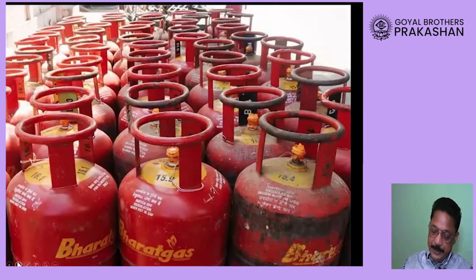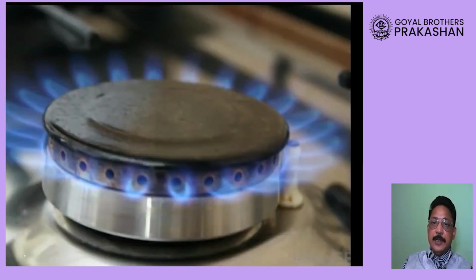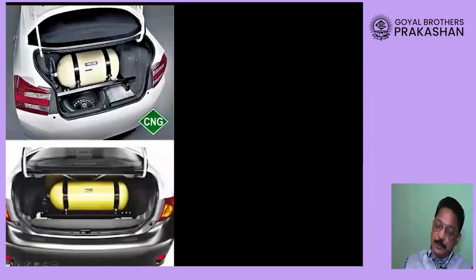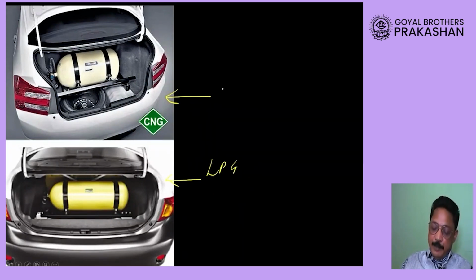Domestic use: it is basically used as domestic fuel, and also for making automobile fuel. As you can see, dear students, when LPG is burned, hardly any smoke is produced. Therefore we are calling it eco-friendly. Eco-friendly means the one that does not produce much pollution. Then it is also used for making CNG and of course for getting LPG. Both of them are automobile fuels.